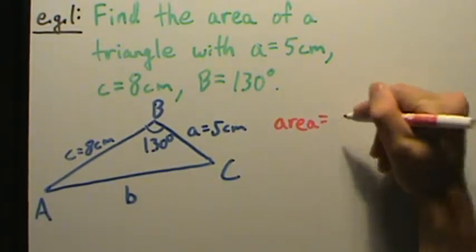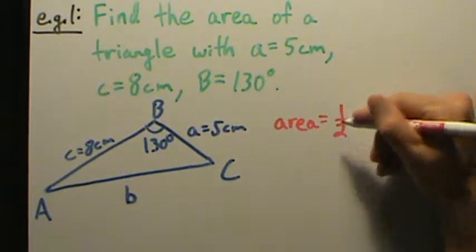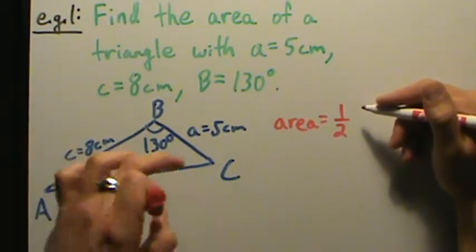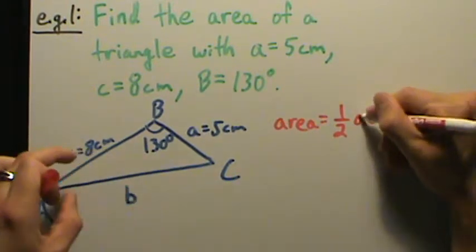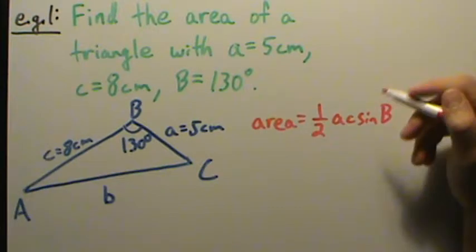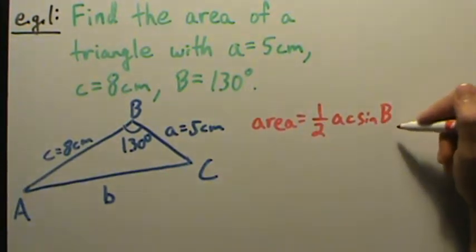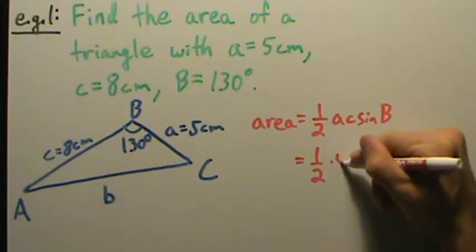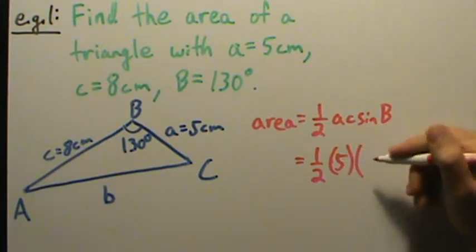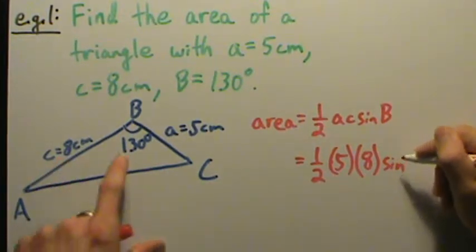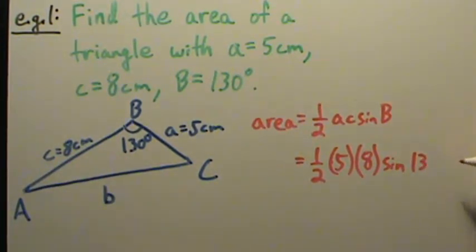So area equals 1/2 times, remember there were 3 different formulas, but here we have little a, little c, and we have big B, so we'll use this version of the formula. Area equals 1/2 ac sine of big B. So this is 1/2 times 5 centimeters times 8 centimeters times the sine of 130 degrees.